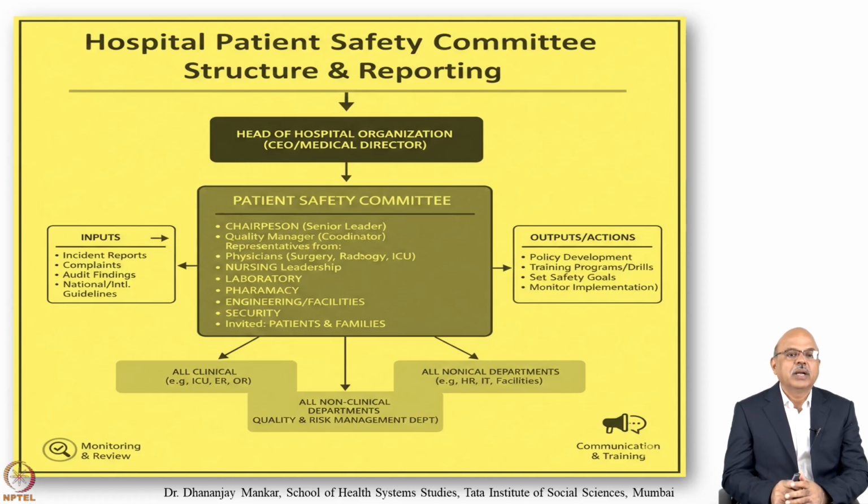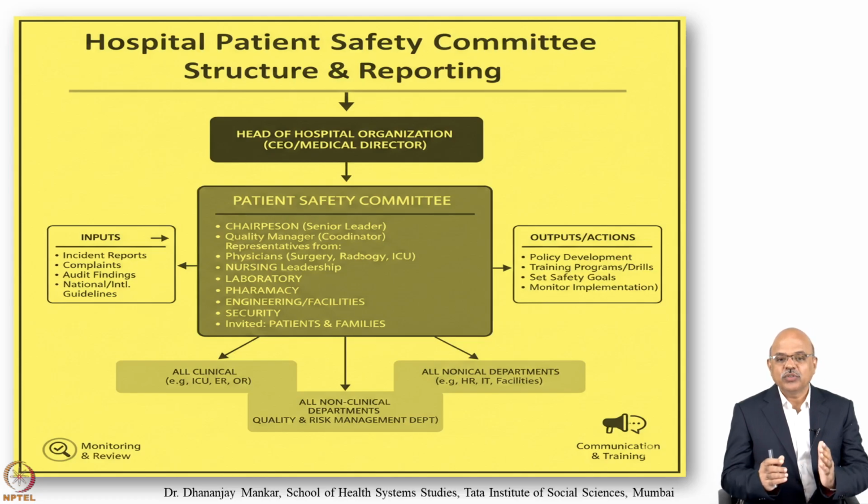This is where we can find the hospital patient safety committee structure and reporting. At the top is the head of the hospital organization, that is the CEO, medical superintendent, or medical director. Then comes the patient safety committee, where you have the chairperson as a senior leader, quality manager, coordinator, and representatives from different areas such as physicians, nurses, laboratory people, pharmacists, engineers, facility head, HODs, security, and invited patients and patients' family members.